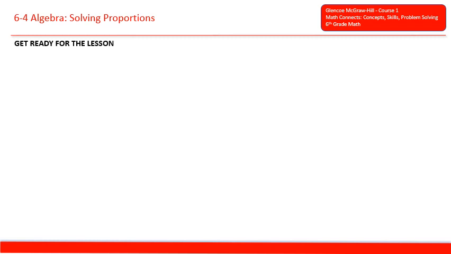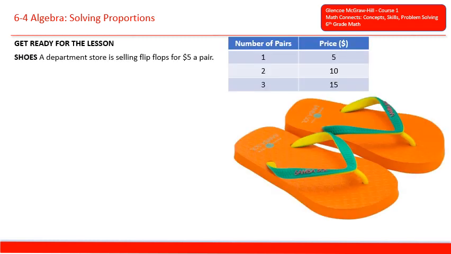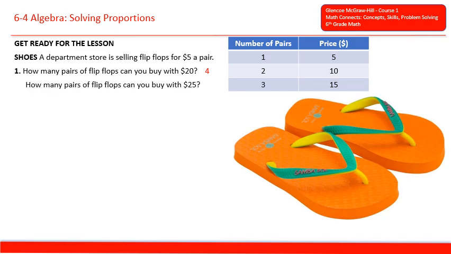Alright, getting ready for the lesson. A department store is selling flip-flops for $5 a pair. So that gives us easy, we know 1 pair is $5, 2 pairs $10, 3 pairs $15. Number 1, how many pairs of flip-flops can you buy with $20? 4. So that would be here, 4, $20. How many pairs of flip-flops can you buy with $25? 5.